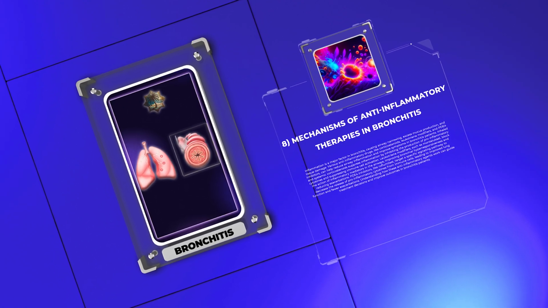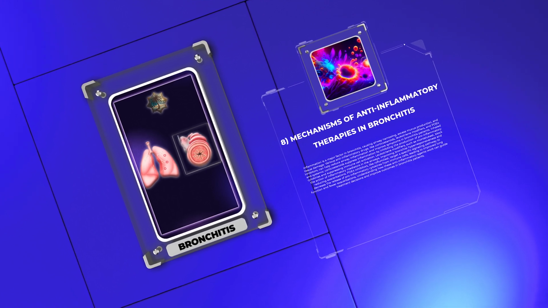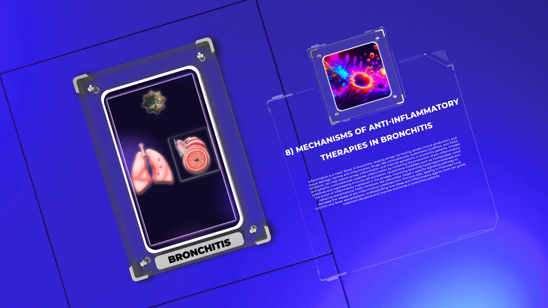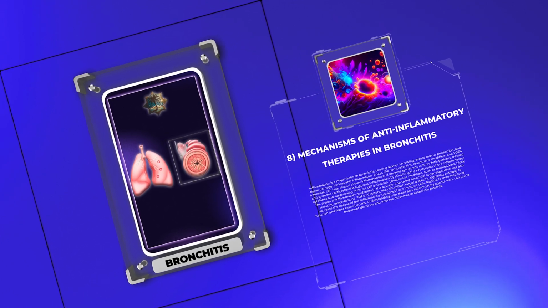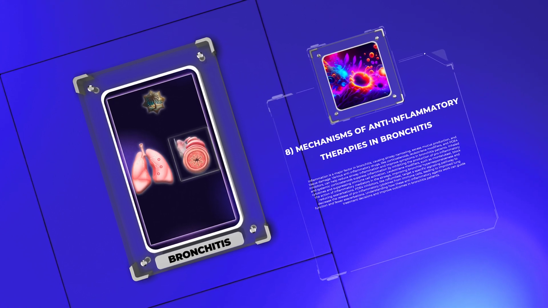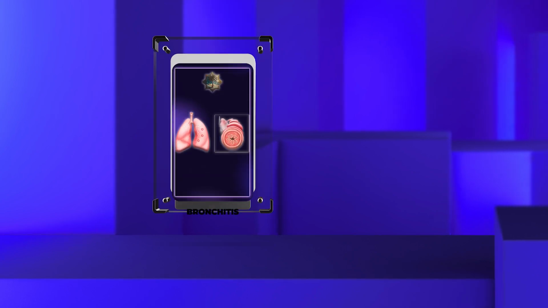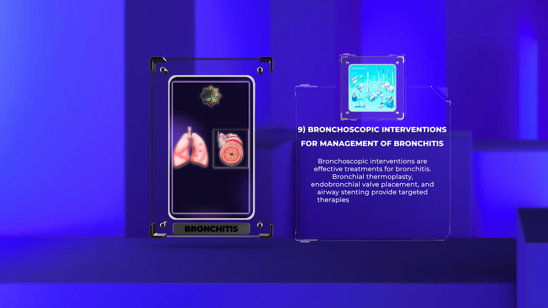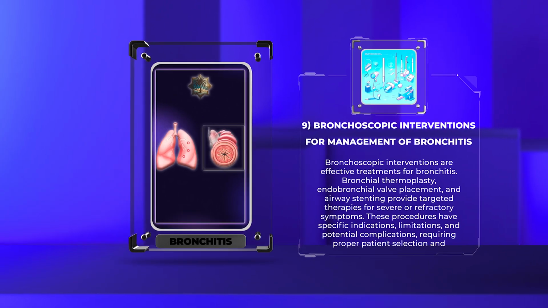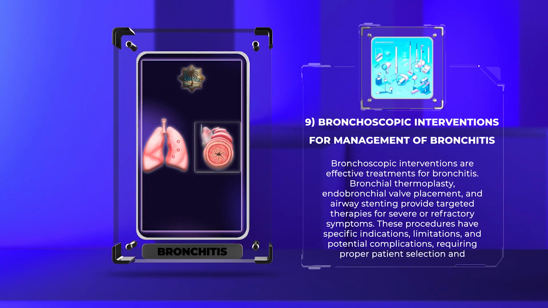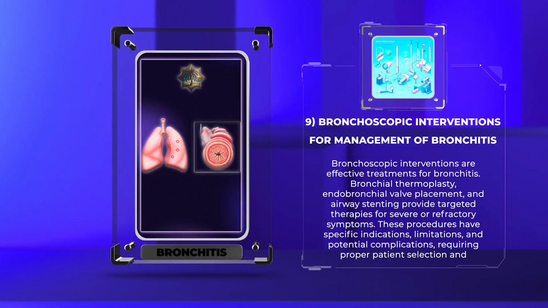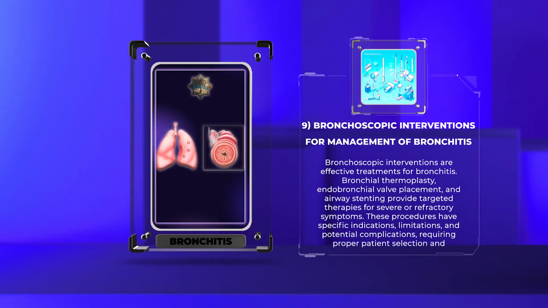PDE4 inhibitors, like roflumilast, target a specific signaling pathway to decrease the release of pro-inflammatory cytokines from immune cells, leading to improved lung function and fewer exacerbations. Understanding how these anti-inflammatory agents work can guide treatment decisions and improve outcomes in bronchitis patients. Bronchoscopic interventions are effective treatments for bronchitis. Bronchial thermoplasty, endobronchial valve placement, and airway stenting provide targeted therapies for severe or refractory symptoms. These procedures have specific indications, limitations, and potential complications, requiring proper patient selection and management.